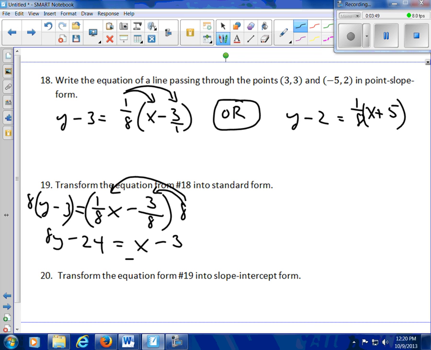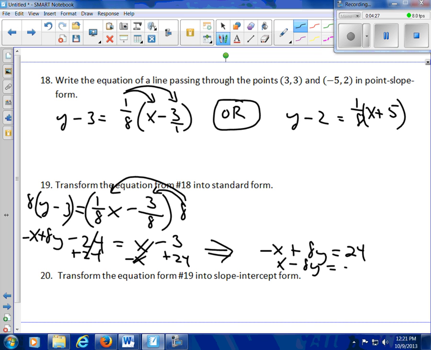And in standard form, I've got to get my x's to the left-hand side with my y's, so I'm going to subtract x on both sides. And I know that any number without an x or y has to be on the right-hand side, so I'm going to add 24 to each side. And what that leaves me with is negative x plus 8y equals 24. And technically, like before, you can't have a negative in front of the x for standard form, but I will take it this way. All you would do is change the signs to get rid of that negative sign. So that is the same thing as x minus 8y equals negative 24. I will take it either way.